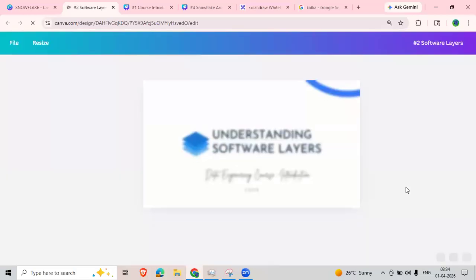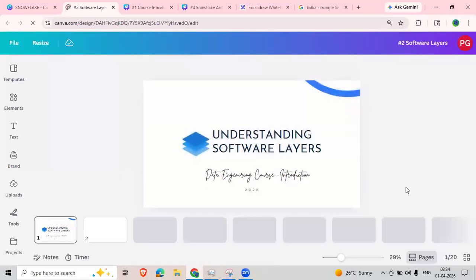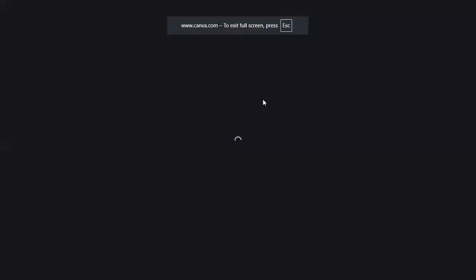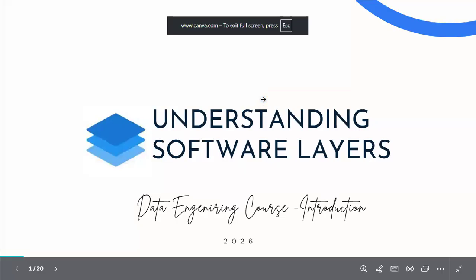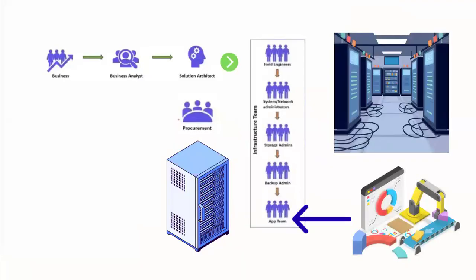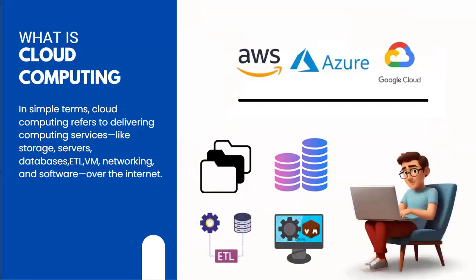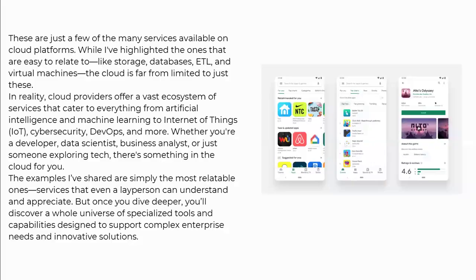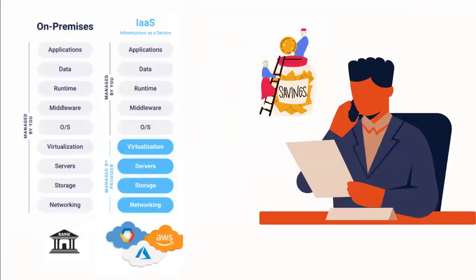In the second class, I explained the software layers. What are the layers we have in Snowflake or in the IT industry? We have on-premises, PaaS, IaaS, and SaaS. We discussed servers, why we are not using the on-premises method, and why we chose the cloud method. All those things we discussed in the last class. If you missed it, just go through the recording.